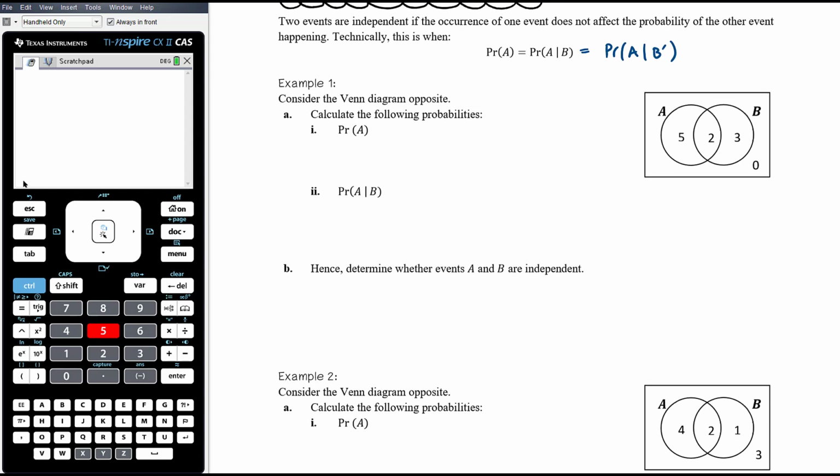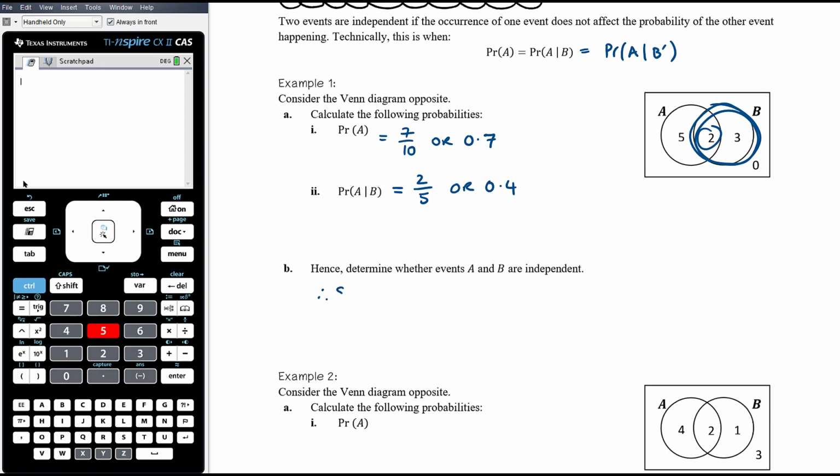So first example, let's consider the Venn diagram opposite. Let's calculate the probability of A and the probability of A given B, and hence, using what we learned from part A, determine whether events A and B are independent. So the probability of A: there are 7 things in A out of 10 things in total, so it is 7 out of 10, or 0.7 as a decimal. And probability of A given B: given we're one of those 5 people, what's the probability we're in A? It's 2 out of 5, which is the same as 4 out of 10, so 0.4.